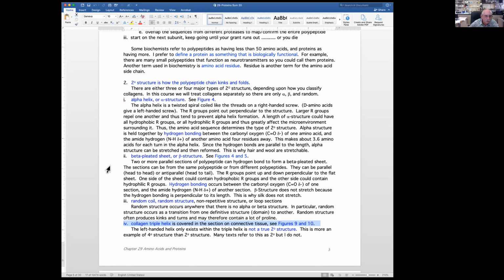So what I'm trying to explain to you is that there's only 3 types of secondary structure. There's alpha, which is alpha helix. There's beta, which is the pleated sheet. And there's anything that isn't one of those, we just call a random coil. And this will be specific to collagen.